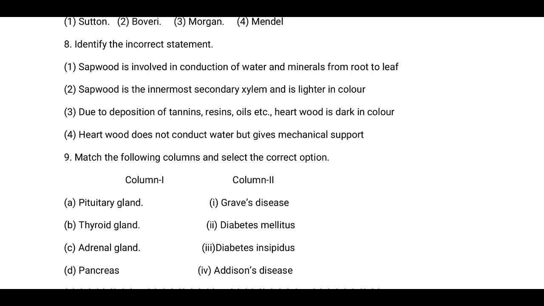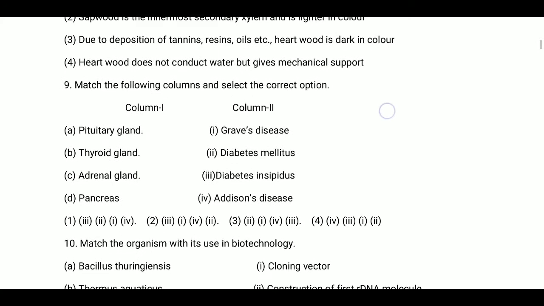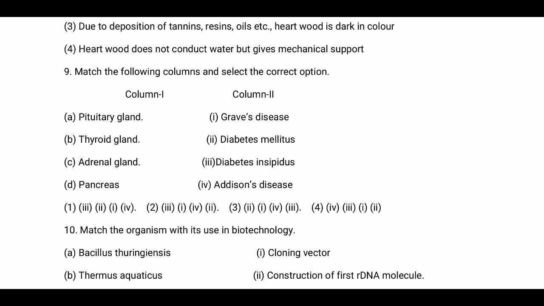It should be opposite of that. Okay. Then match the following columns and select the correct option. Column 1 is pituitary gland, thyroid, adrenal and pancreas. The second one are the diseases related to its abnormality: Graves' disease, diabetes, diabetes insipidus and Addison's disease.